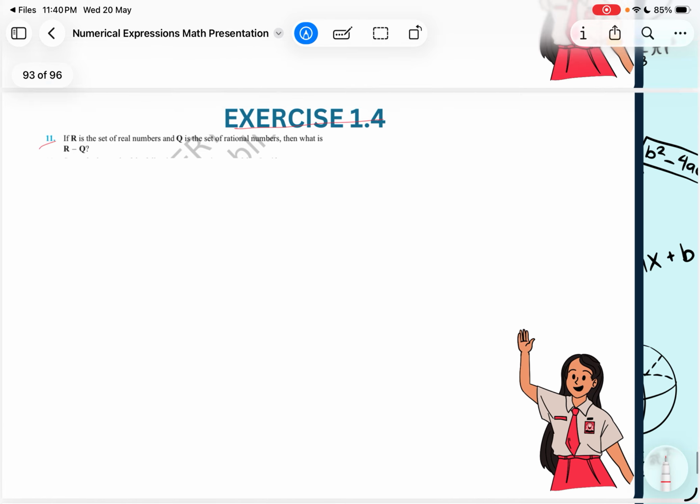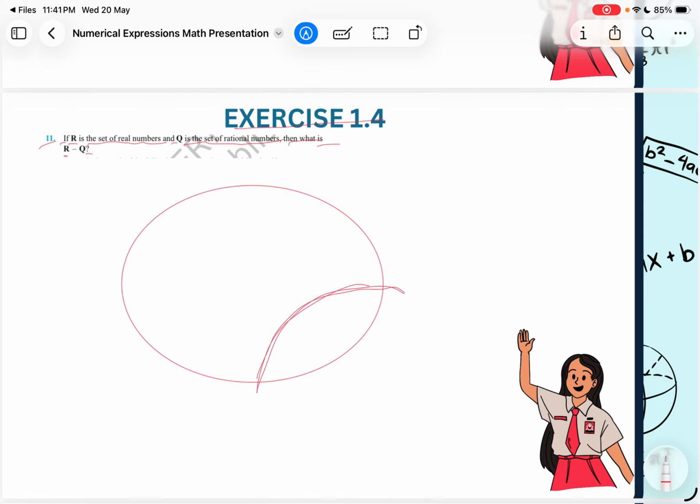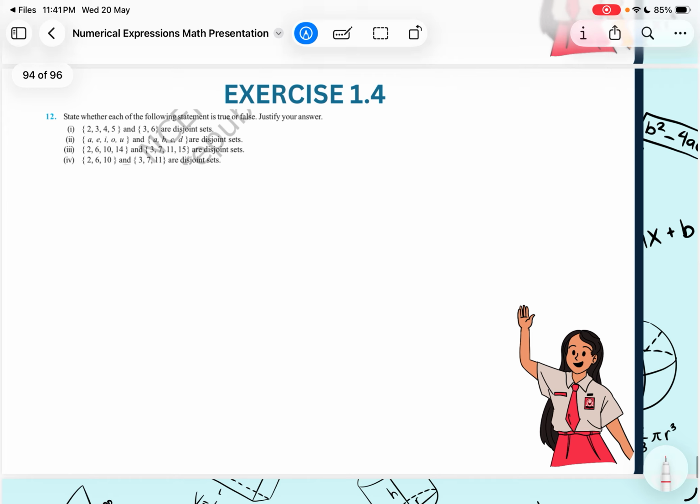Exercise 1.4, question number 11. If R is the set of real numbers and Q is the set of rational numbers, then what is R minus Q? From the set of all real numbers, meaning any number that we can imagine, if we remove all the rational numbers, what will we get? Irrational numbers. So the answer will be irrational numbers.